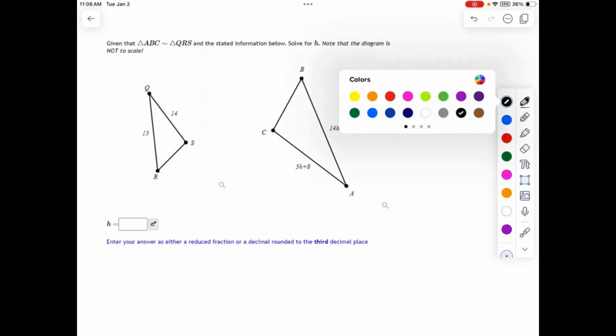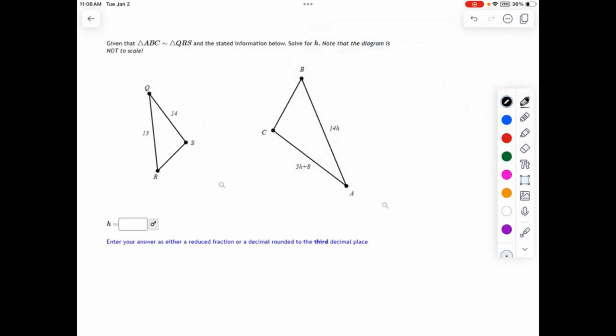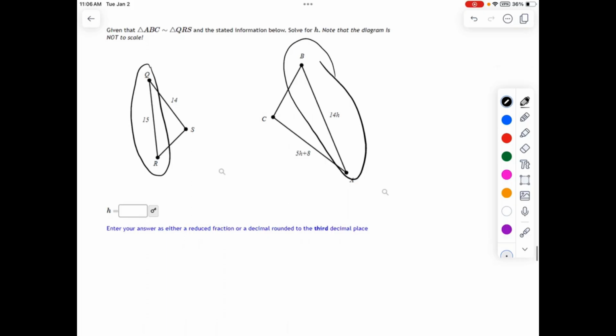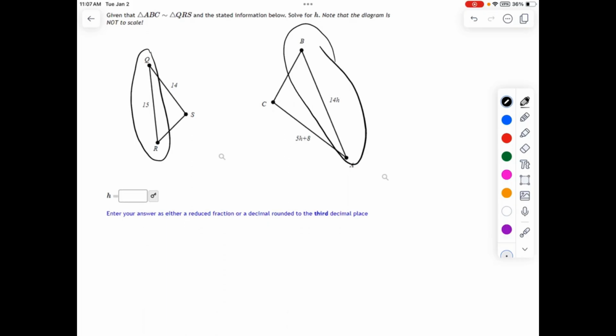Alright, so looking at this, we want to go through with corresponding sides. So here we see the longest side of the triangle will correspond to the longest side of the triangle on the other. So I like going bigger triangle over smaller triangle, proportion-wise. Okay, so I'm going to go with 14h over, and then what you put underneath it is the larger side on the other triangle. So over 15. So then we have large side corresponds to large side of the two triangles.